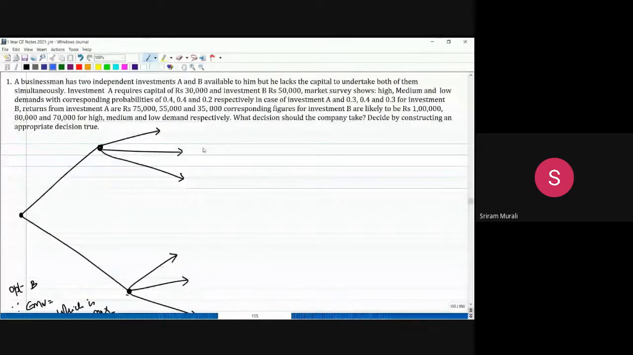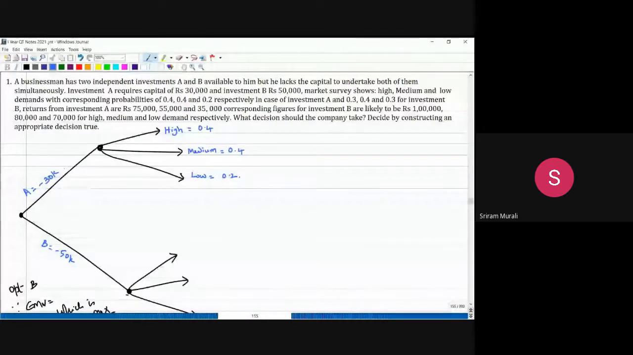What is the capital he lacks? For A investment, it is minus 30. Lacking, that is why it is negative. So A, how much it lacks? Minus 30. B, how much it lacks? Minus 50. So this is the first initial stage. Market survey shows this is high, medium, and then low. So what is the respective probability and the investment? The probability to get a chance high is 0.4, medium is 0.4, low is 0.2.